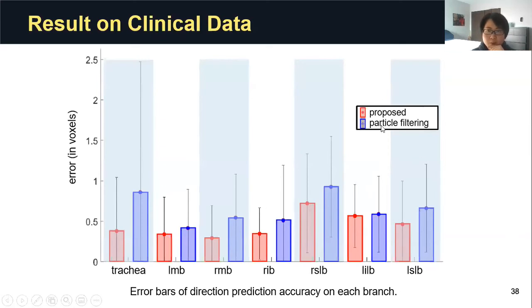We compared with the particle filtering state-of-the-art method, and we compared on 7 anatomical branches in the airway. Here we are showing the error bars. The higher blue bars show the larger errors of the competing methods, and they have larger mean errors as well as larger standard deviation. Which means the proposed method is more accurate and more stable in the direction prediction.